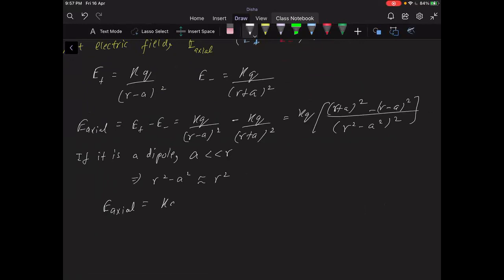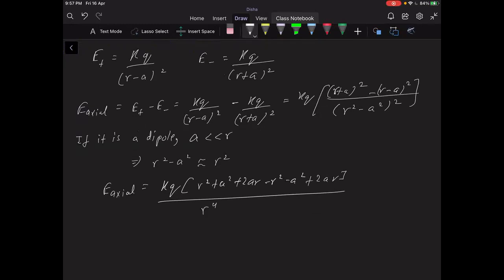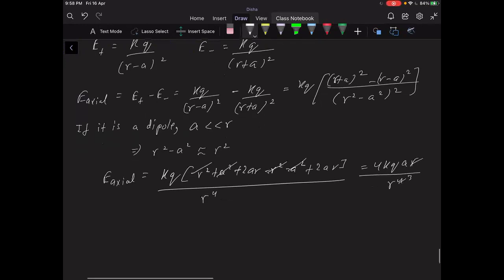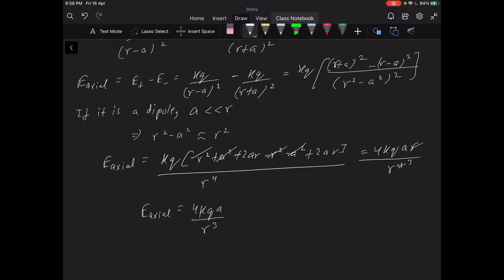By that logic, I can say E axial is simply KQ, and I can open the brackets up, R square plus A square plus 2AR minus R square minus A square plus 2AR upon R to the power 4. So what will this give me? Cancel, cancel, cancel, cancel. I'll get 4KQAR by R to the power 4. R and this thing cancels. I get E axial is 4KQA by R cube.